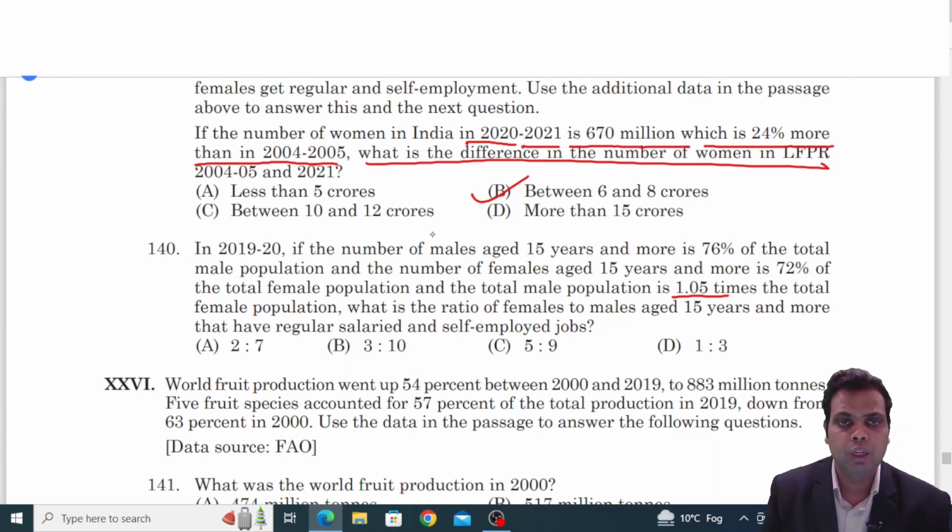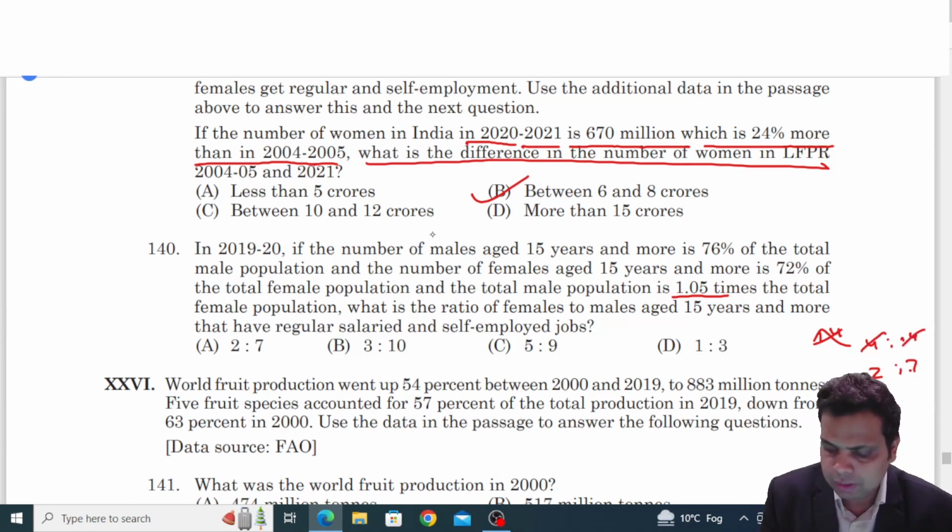They have regular salaried and self-employment. Now you can write the ratio of them will come to 4 and 14, that will give 2:7, that is option A, correct.